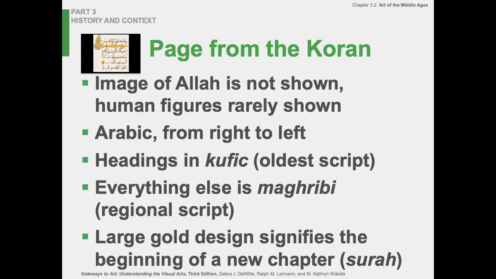An image of Allah is not shown, and then Arabic is right to left, so it's backward from, I would say, Western European writing. Also, right to left, I was going to say too, is Asian. They write things backward. So Kufic is that yellow script, that's the oldest script, and then everything else is Maghribi, and that's the regional script. Gold design signifies the beginning of a new chapter.